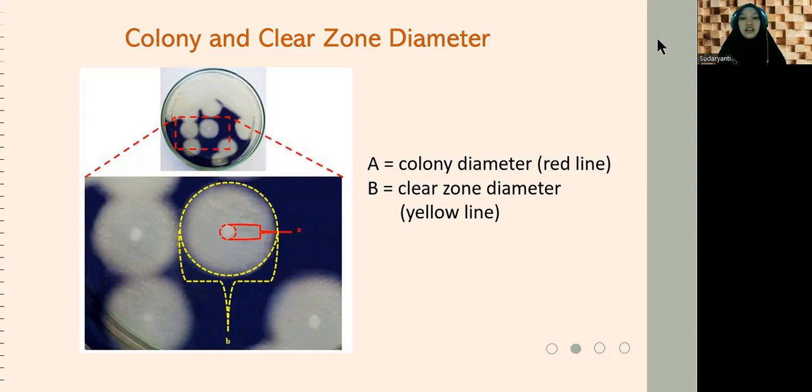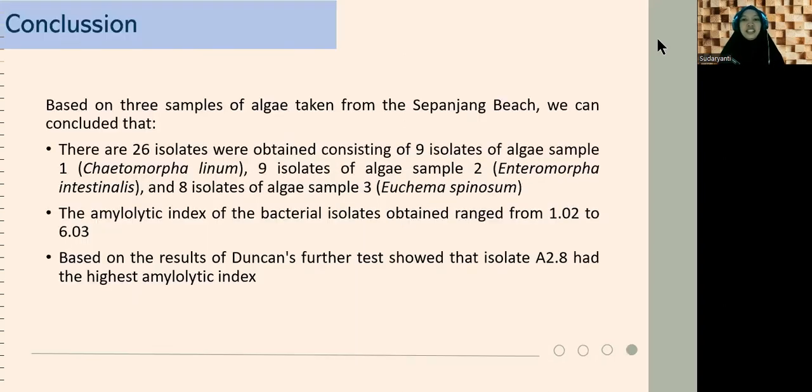A is colony diameter with the red line. Meanwhile, B is the clear zone diameter with the yellow line. And here is the conclusion of our research. First, there are 26 isolates obtained consisting of 9 isolates of algae sample 1, Chaetomorpha linum, and 9 isolates of algae sample 2, Enteromorpha intestinalis, and 8 isolates of algae sample 3, Eucheuma spinosum.